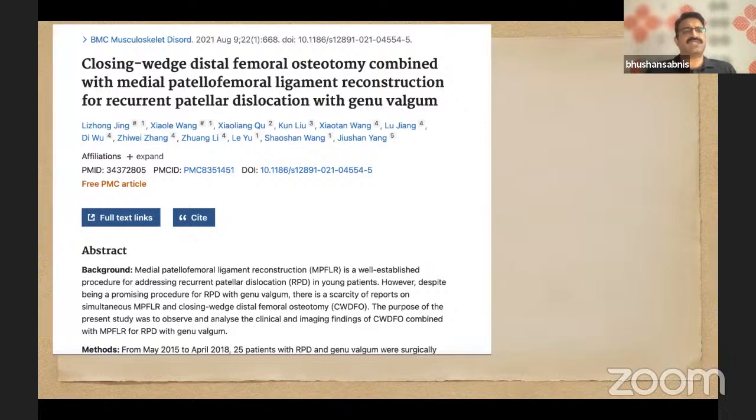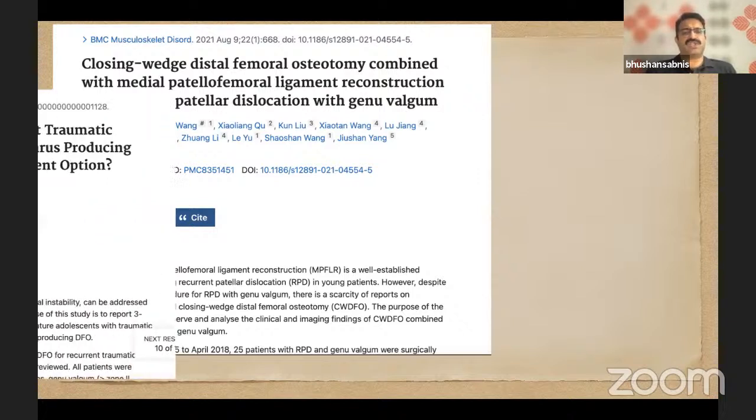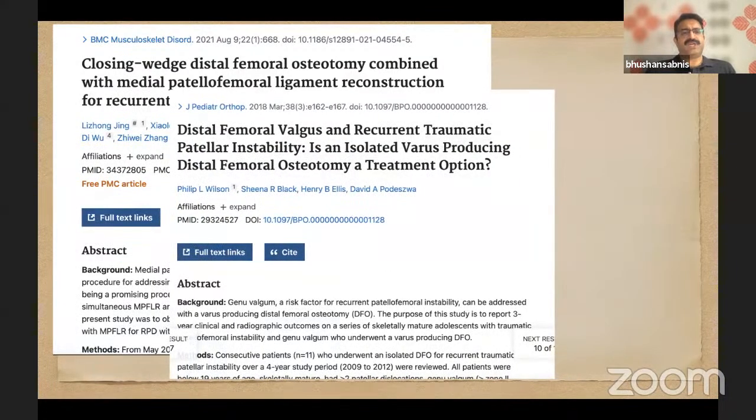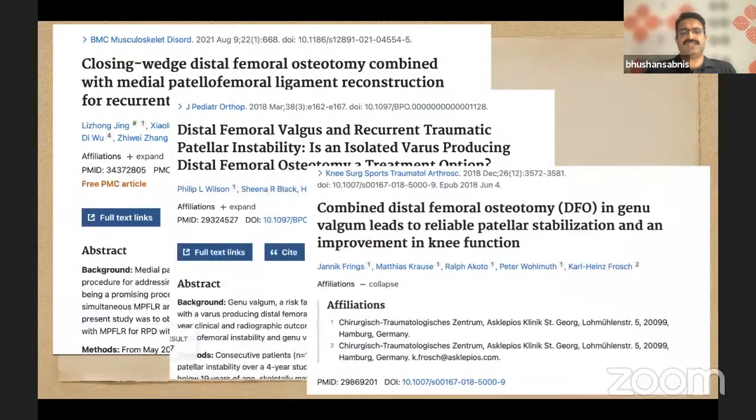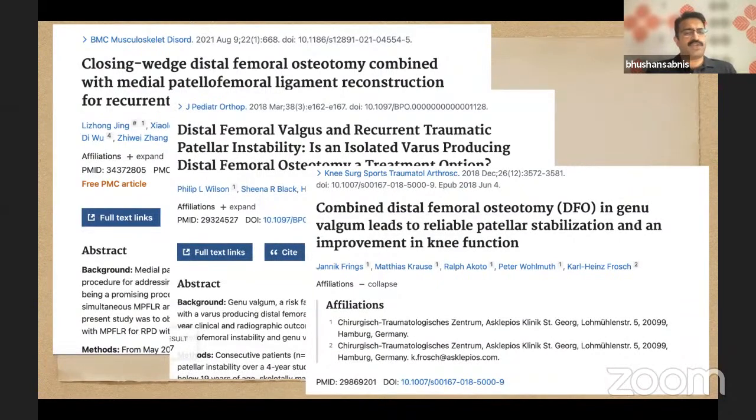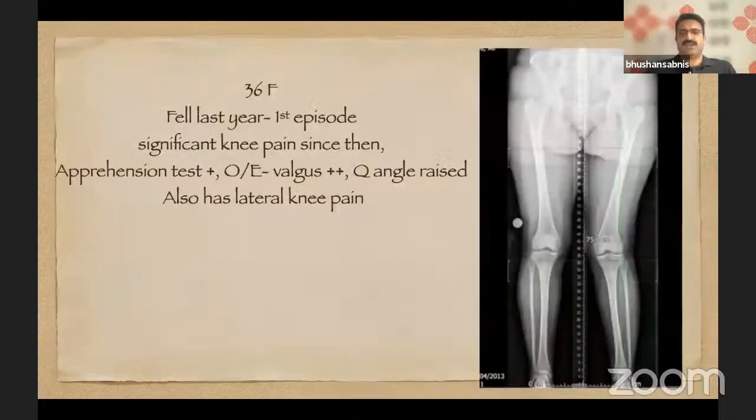This is from 26, sorry, this is the latest one that I could find. It's a very good paper from China talking about a closing wedge medial DFO plus minus MPFL reconstruction to stabilize the patella. Another one from 2018, it's a good paper talking about whether just a DFO is sufficient, and they found that in about 11 patients, just plain DFO was enough to get the stability in a patellofemoral joint. And indeed, whenever you're doing a DFO, the moment you correct the valgus and get the knee neutral, the patella stabilizes. MPFL is just a supernumerary check-rein ligament that you add after doing the osteotomy as such.